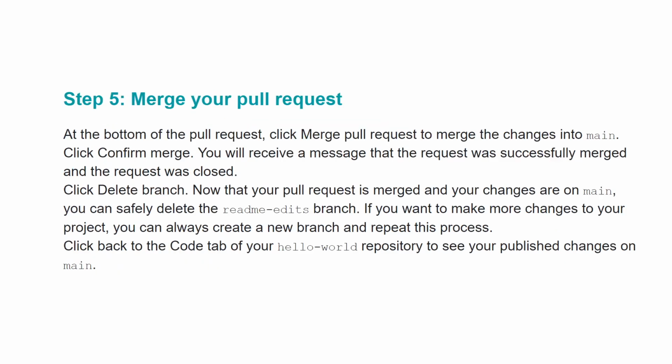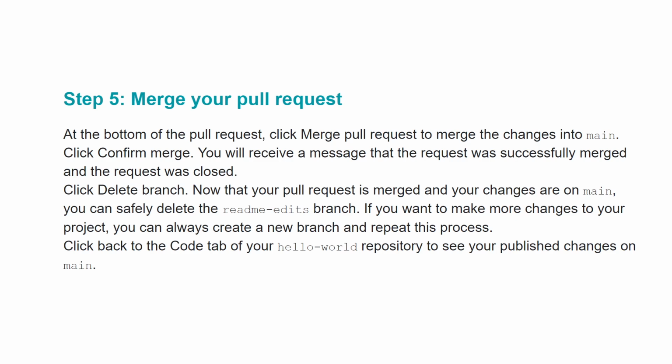And step number 5, you want to merge your pull request. At the bottom of the pull request, click merge pull request to merge the changes into the main. Then click confirm merge. You will receive a message that the request was successfully merged and the request was closed. And then click delete branch.